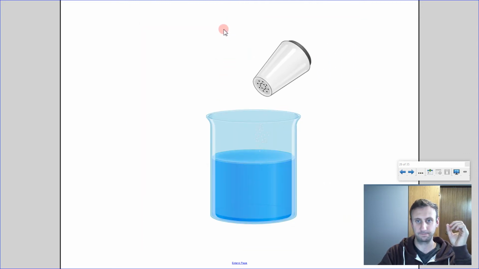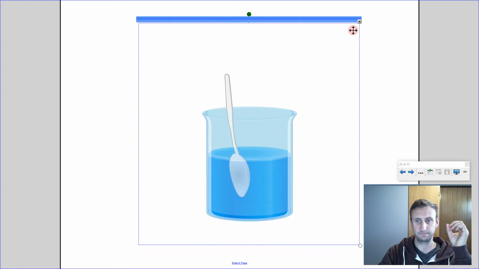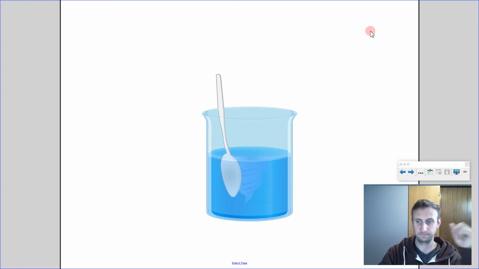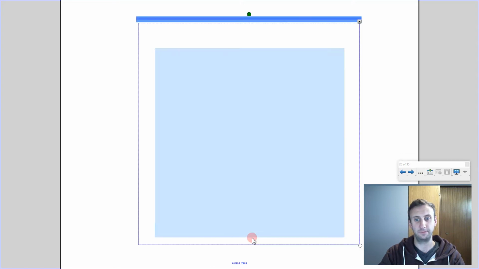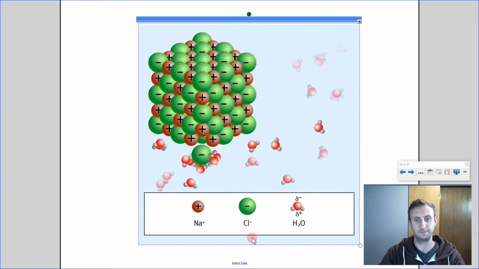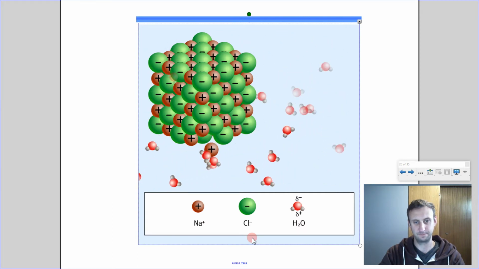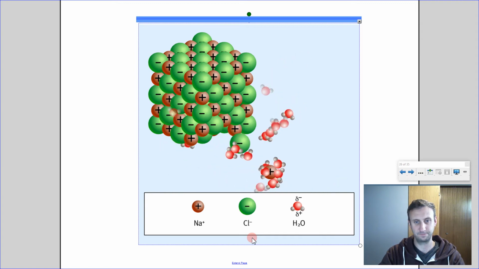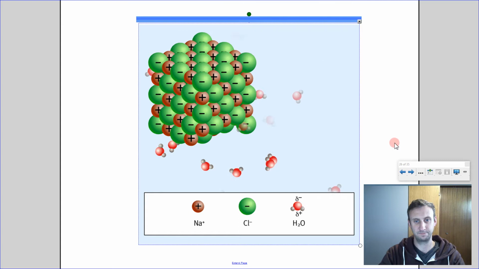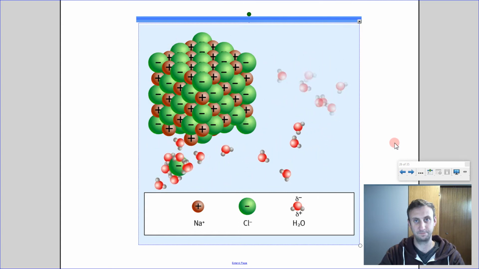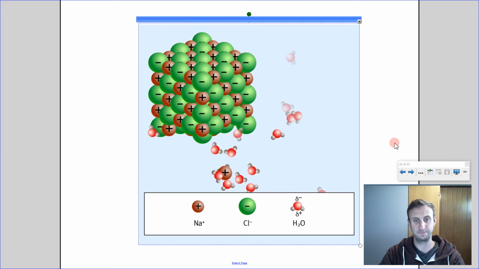Add a small amount of table salt, sodium chloride, to water. As you know, sodium chloride dissolves in water. Click on the zoom button to view sodium chloride dissolving in water on a microscopic scale. Let's do it. Polar water molecules interact with the positive and negative ions of a salt. The positive ends of the water molecules are attracted to the negative chloride ions. The negative ends of the water molecules are attracted to the positive sodium ions. This interaction between water and the salt ions causes a salt to break apart or dissolve in water.